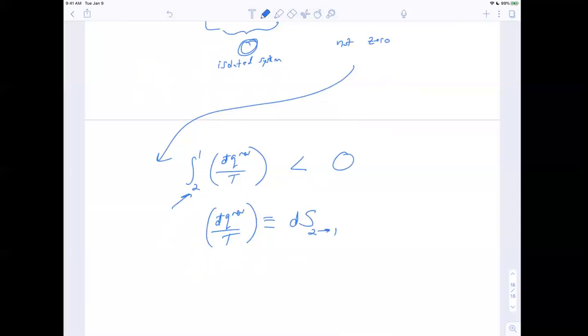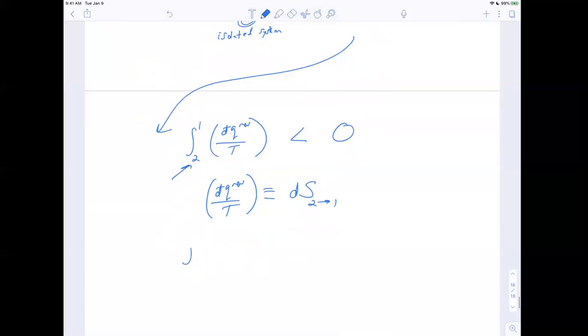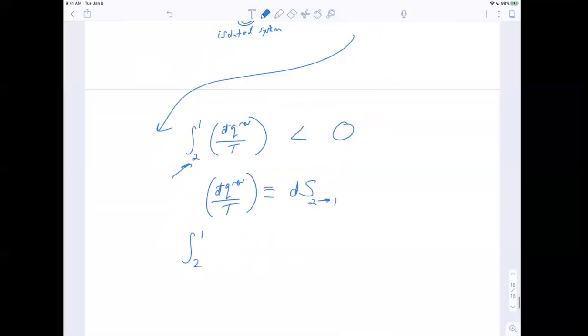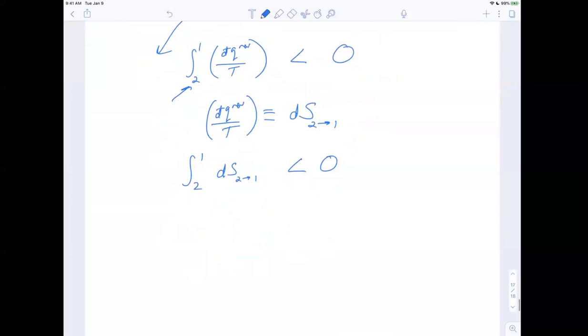Okay, does that make sense to everyone? So in fact, what we have is ds to go from 2 to 1 is less than 0. But what is the integral of ds if we go from 2 to 1? Now, whoever said that first answer can say it again. That's going to be, the integral is going to be delta S, and that subscript will be 2 to 1, is less than 0.